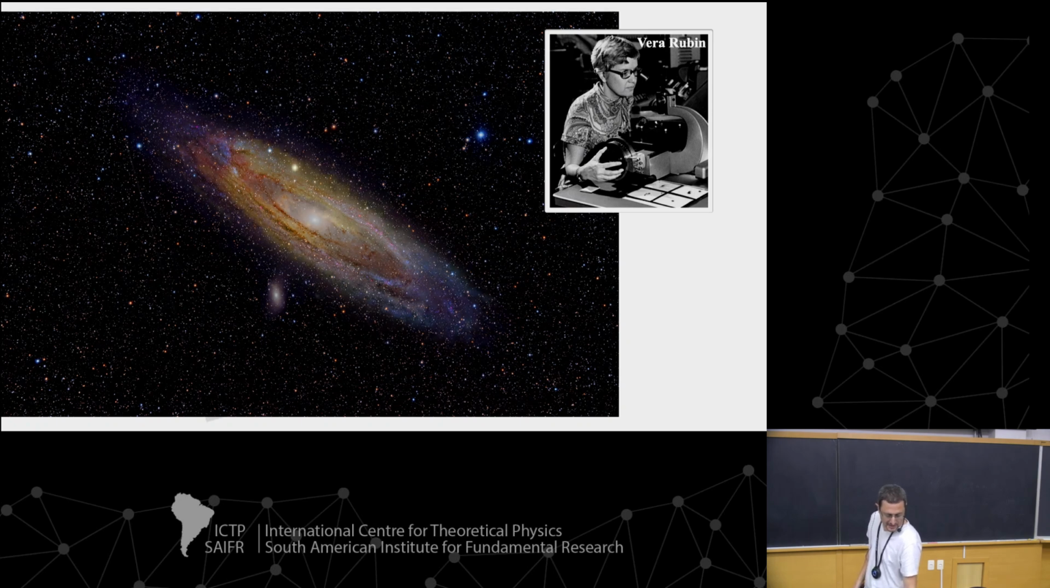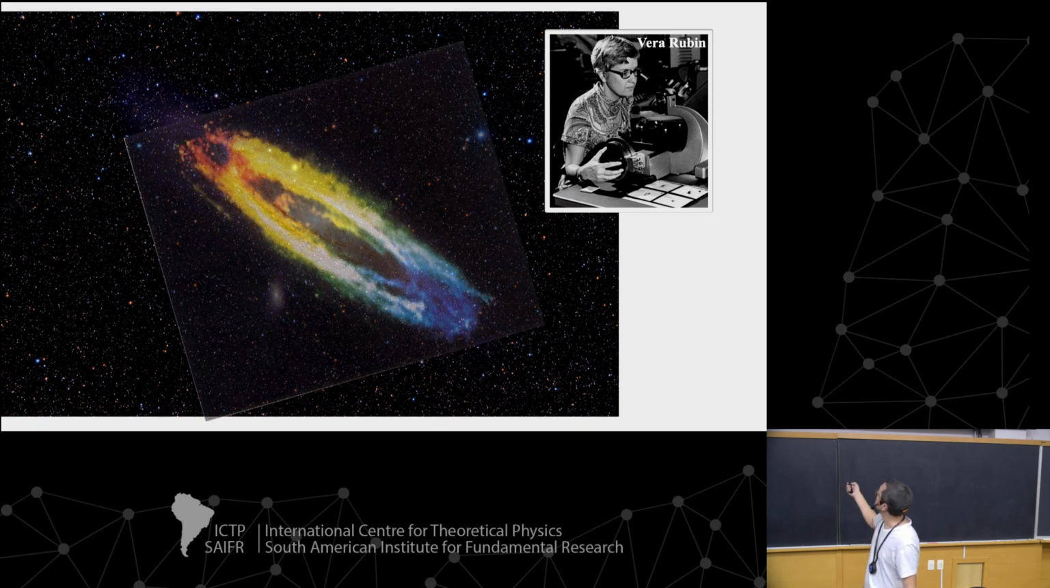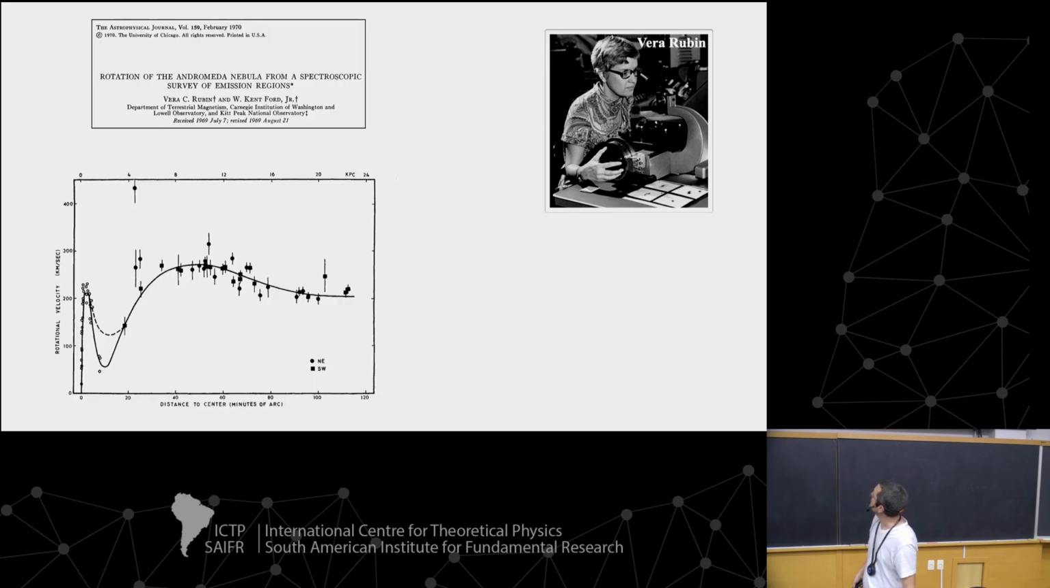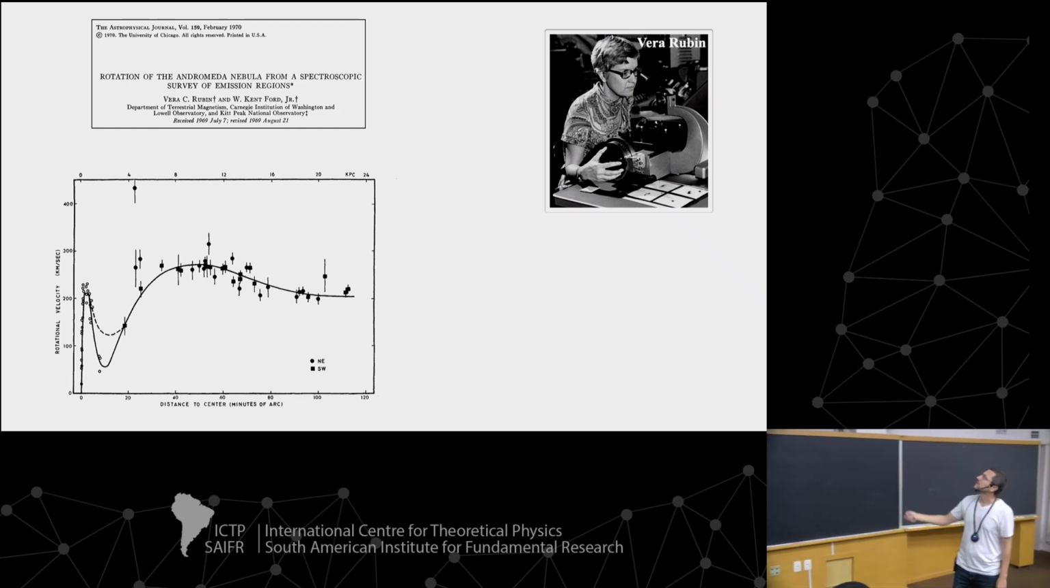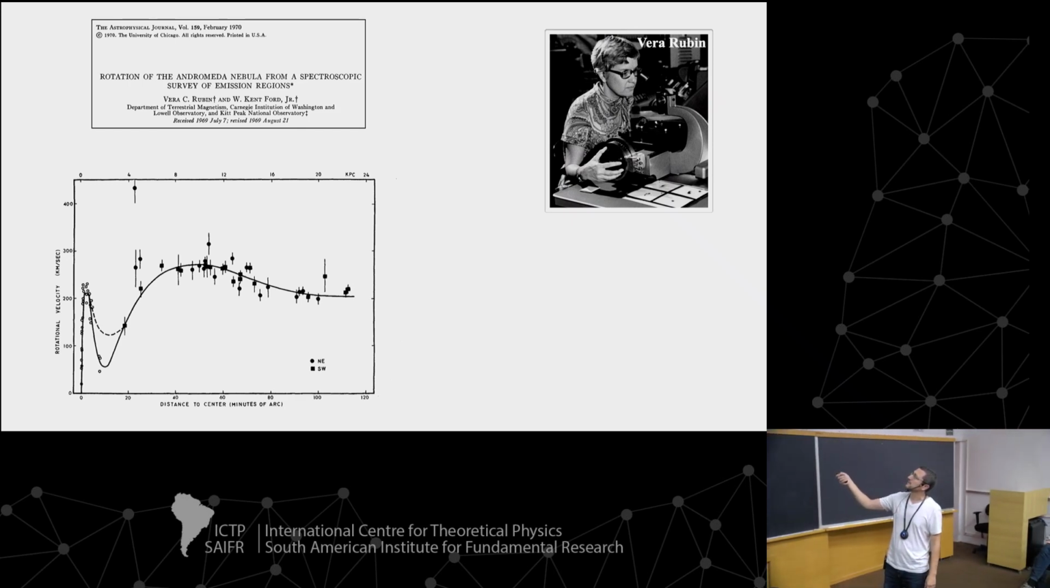Then, of course, the evidence for dark matter came from measurement of the rotation curve of galaxies like Andromeda. This is the original paper, I think, of Vera Rubin and Kent Ford on this rotation curve of Andromeda with the original data. So what they're measuring, through the Doppler shift, are the velocities of clouds of gas and certain types of stars in the disk of the Andromeda galaxy as a function of the distance from the center of the galaxy.